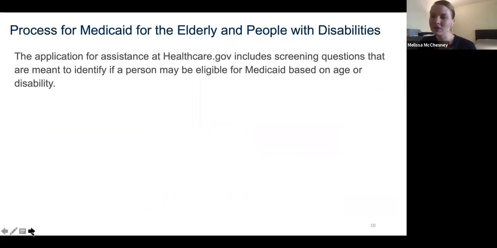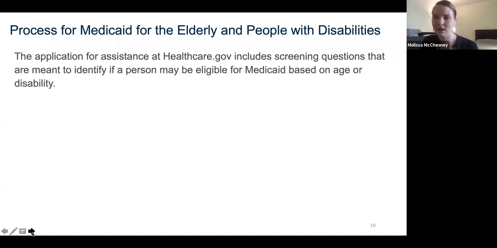Okay, so I just wanted to briefly mention, we don't have to go into details, but healthcare.gov does include questions on whether a person has a disability that may make them eligible for Medicaid. In the way that it's phrased in Texas, it's Medicaid for the elderly and people with disabilities. That's how the agency describes those programs. So they'll ask about them being over 65, and they'll ask if they're potentially disabled.